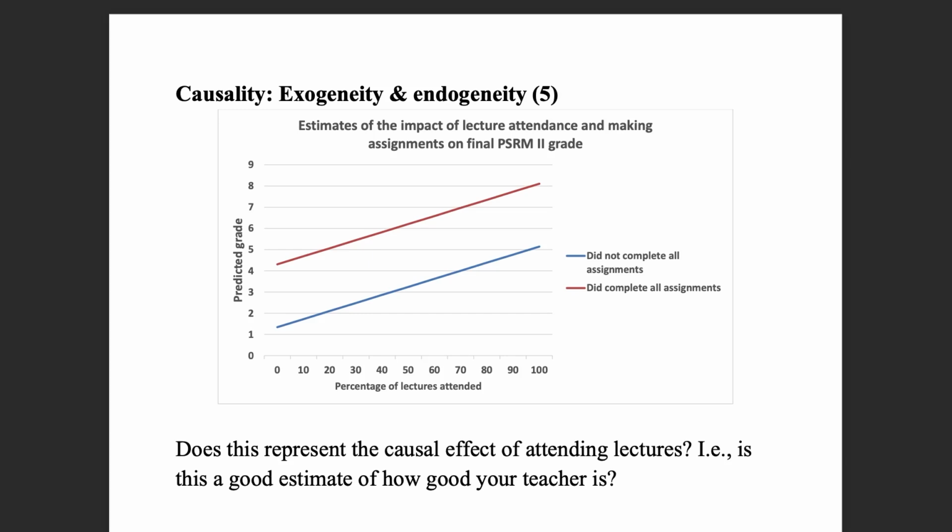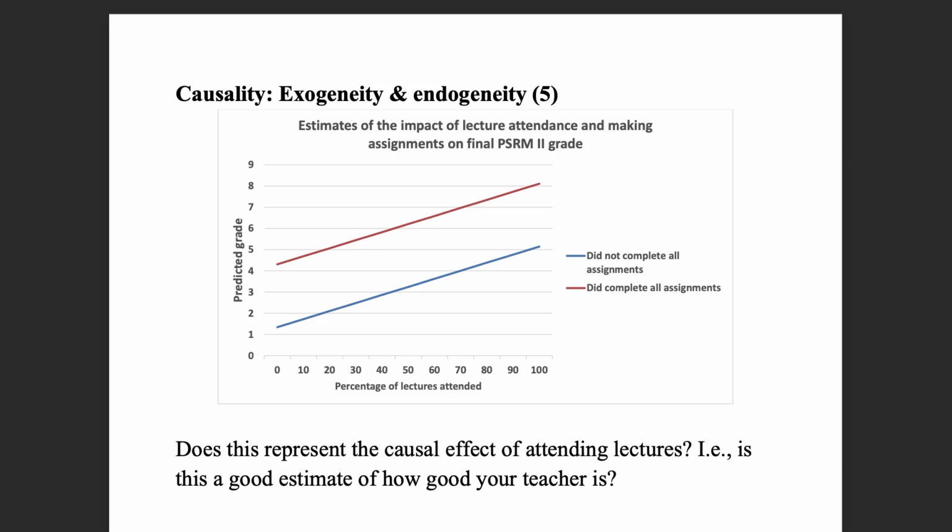So think about this for yourself. Can I interpret this effect of lecture attendance that I estimated here in this regression model as a causal effect? And of course, I can already tell you, probably not. And I can think of at least 10 to 15 reasons why this may not be the case. But I'm not going to tell you what those reasons are. I want you to think about this. So what are the reasons why this might not be a good representation of the causal effect of lecture attendance?